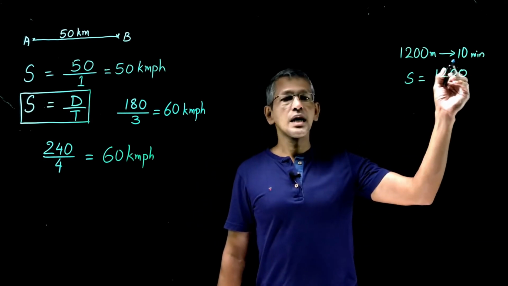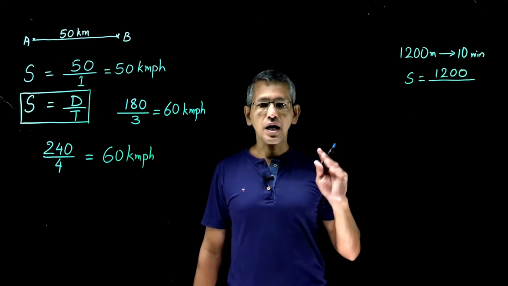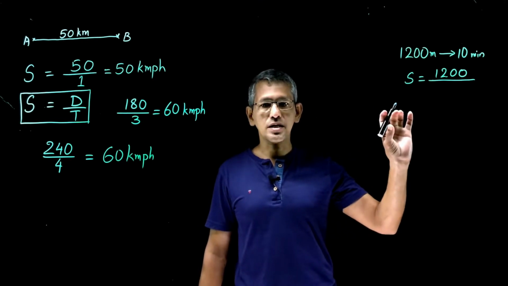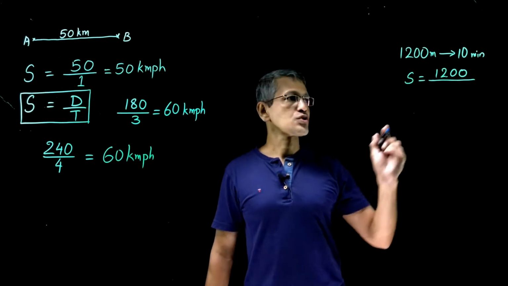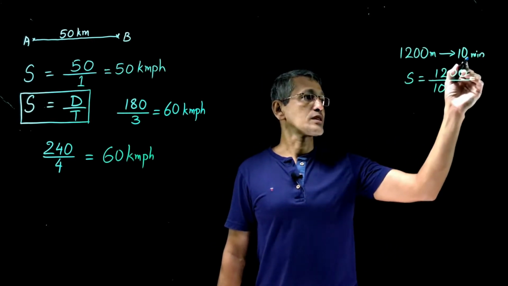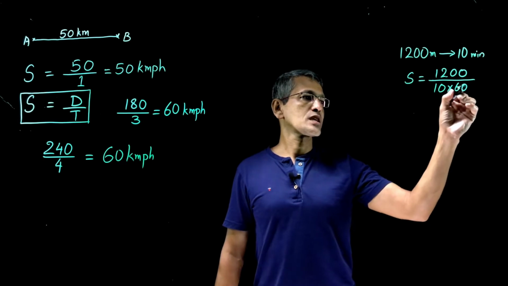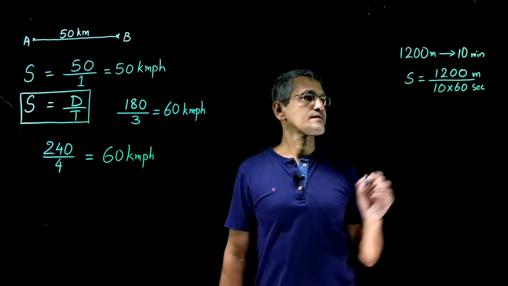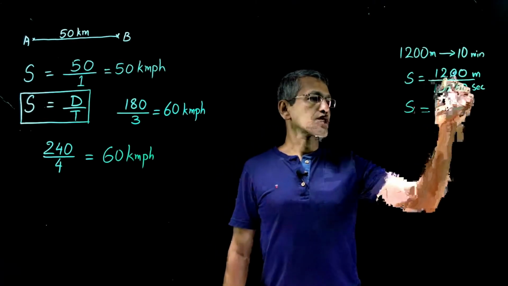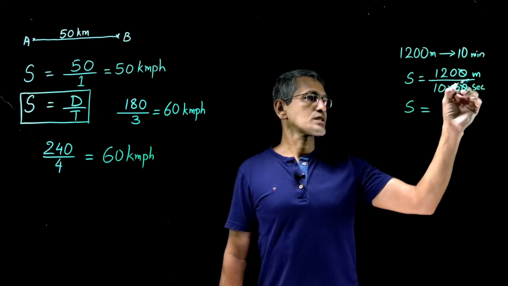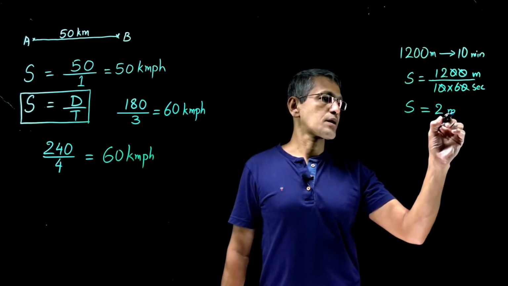And time, 10 minutes. In this case, when we do the calculation, always remember, either you have to do it with distance in kilometers and time in hours, or distance in meters and time in seconds. In this case we have 10 minutes, so when we convert that into seconds, that is 10 into 60 seconds. Distance is in meters. All right, let's do the calculation. So 1200, let's cancel the zeros. What do you get? 12 by 6, that means 2 meters per second.